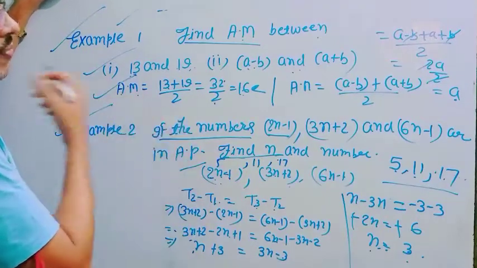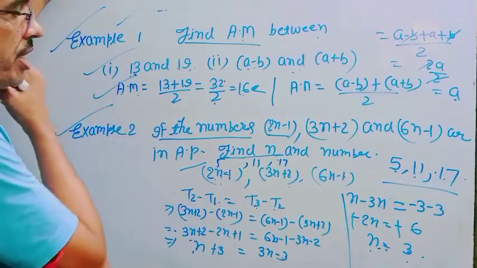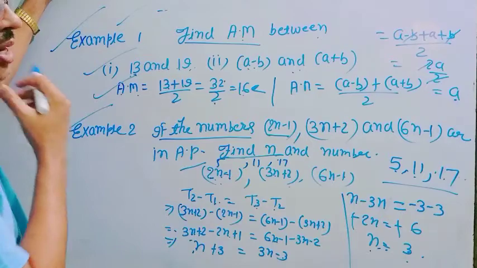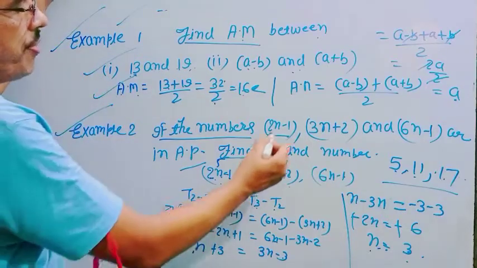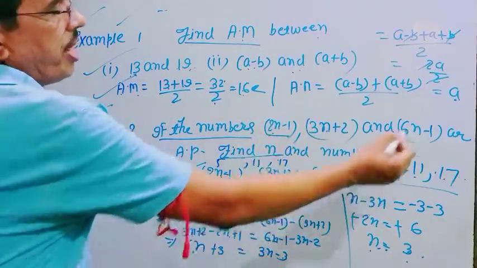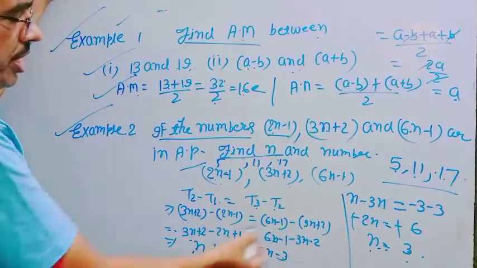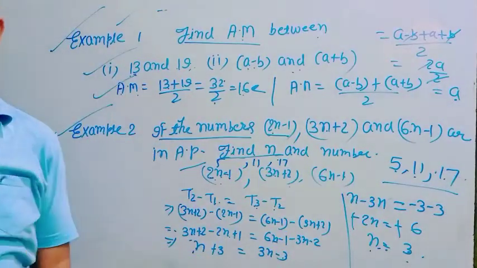So how can you find the value of n or x if each term is given in AP? It is only possible to subtract second term minus first term and third term minus second term. Then you get the value of n.